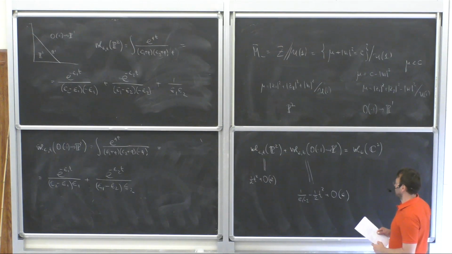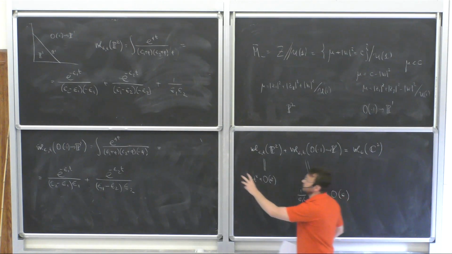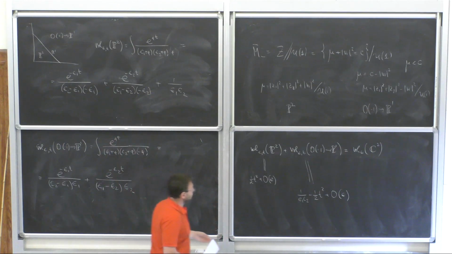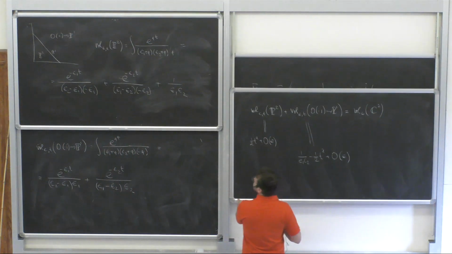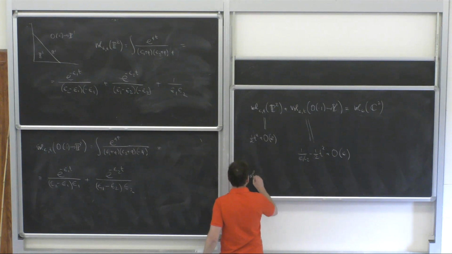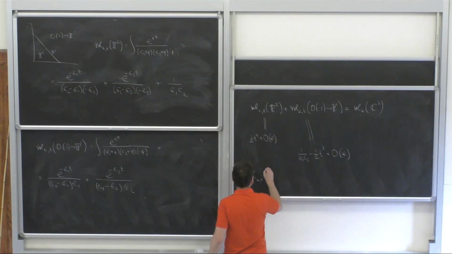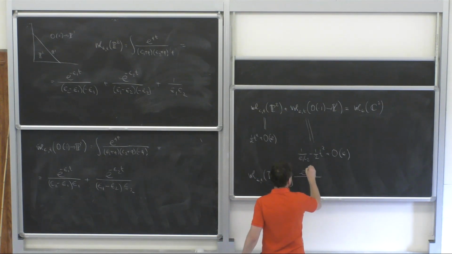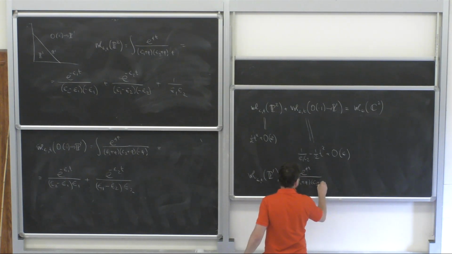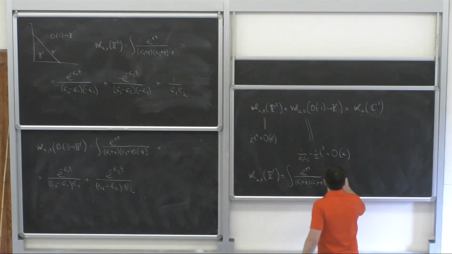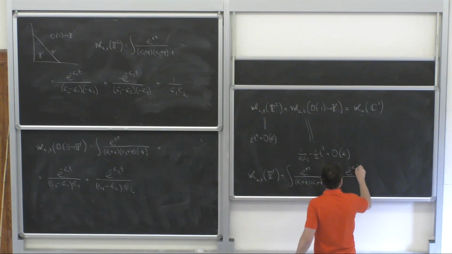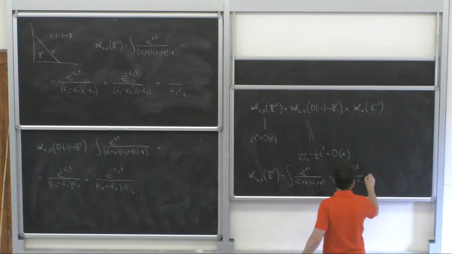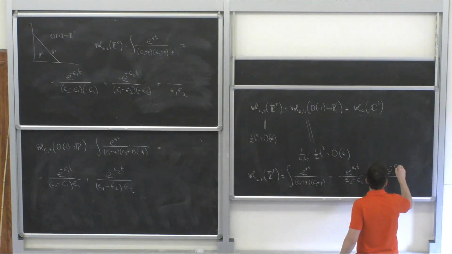This is not the end of the story. This is the first statement, that my two volumes are equal. Now let me write another object here: the volume of P1. So what's the volume of P1? Following what Luca told us, we have epsilon 1 plus phi, epsilon 2 plus phi. You calculate this and you get e^{-epsilon 1 t} over epsilon 2 minus epsilon 1 plus e^{-epsilon 2 t} over epsilon 2 minus epsilon 1.